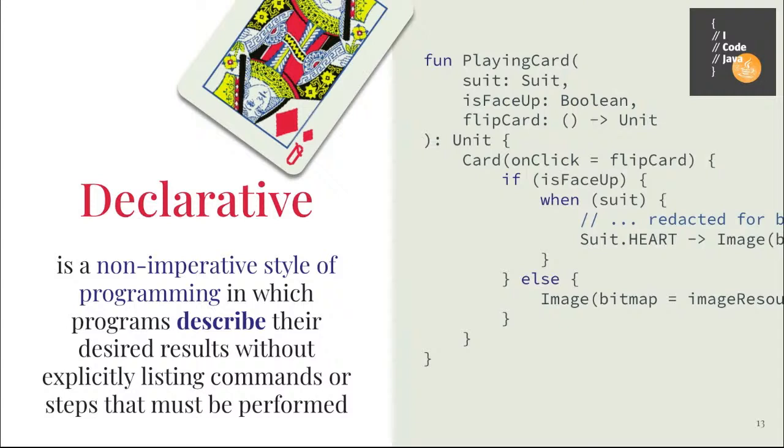Now, declarative, the way they define it is, it's the opposite of imperative. So a declarative language is a non-imperative style, right? That means it's not a sequence of commands, in which a program describes the desired results without explicitly listing the commands or steps that must be performed. It was kind of difficult for me to think of a good example, like how would I tangibly think of a way? And the first example that comes to mind that's actually easy to grasp is something like HTML.